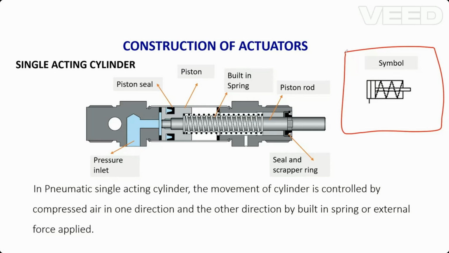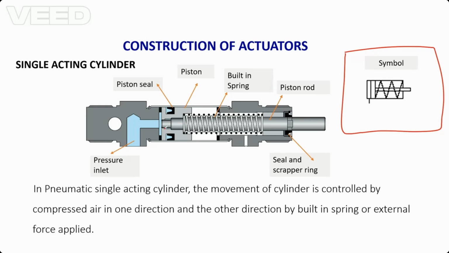Here you can see in the construction we have an opening where we connect air pressure. As a result, air pressure gets built up here, and there is a piston seal or piston hub, we can say. The piston is perfectly sealed, and it is attached to a piston rod.